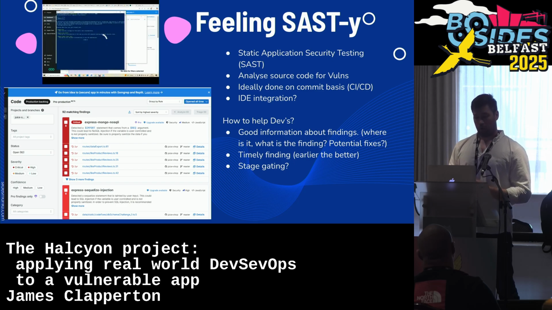So what will we want to give to our developers in order to help them to analyze and fix these? We want good information about what the findings are, where they are, and any potential fixes as well. So I was mentioning earlier about how you run one big scan and it could pump out hundreds of results. We could use something like stage gating, so we can reduce the number of findings that we're passing on to the developer team and making sure that it gets in their backlog and that they are working on it efficiently and in a timely manner as well.